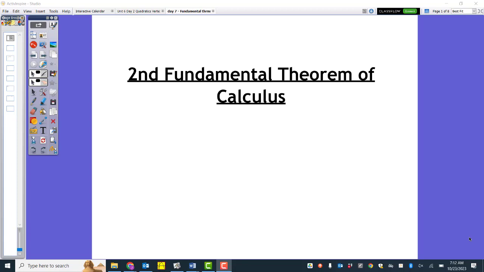Alright, today we're looking at the second fundamental theorem of calculus. So the last video was on the first fundamental theorem. This is the second fundamental theorem. So I want to start with this problem. We're asked for the derivative of the integral from 0 to x of 3 square root of t dt.